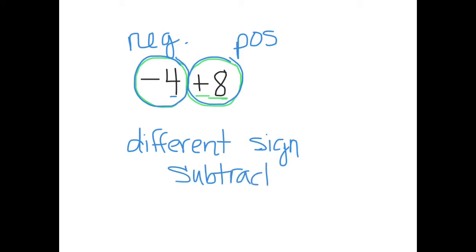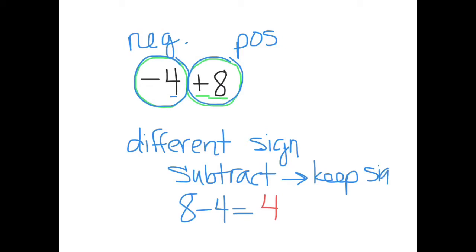So really, this becomes the problem 8 minus 4. Well, 8 minus 4 equals 4, and then we want to keep the sign of the larger number. So keep the sign of the bigger number, and the bigger number is 8. And 8 is positive, so my final answer is +4. So I'm going to do another one very similar to this, and I'm going to walk through those steps again.